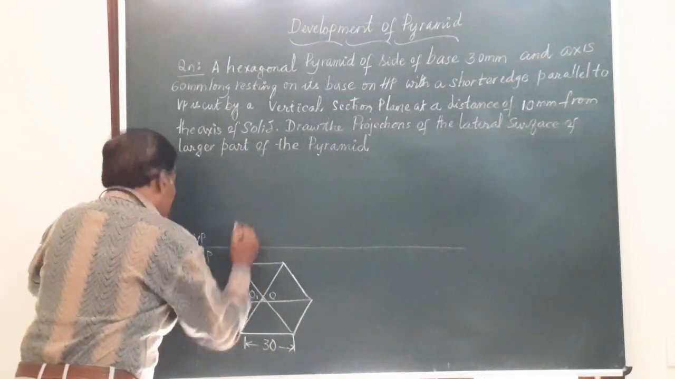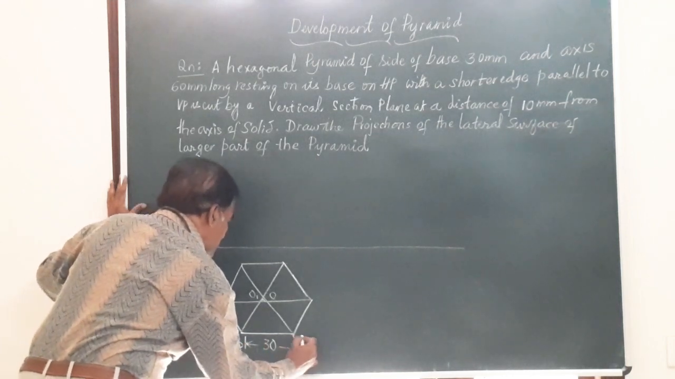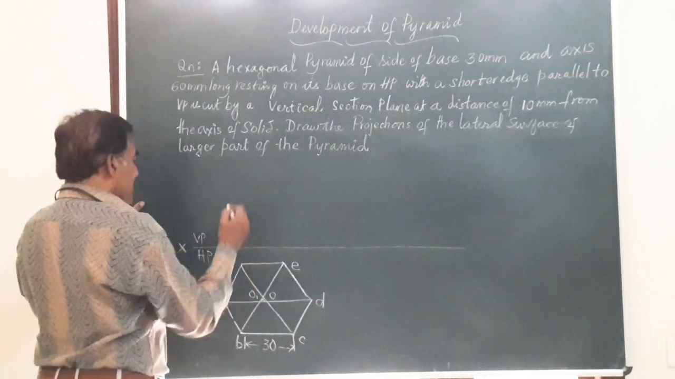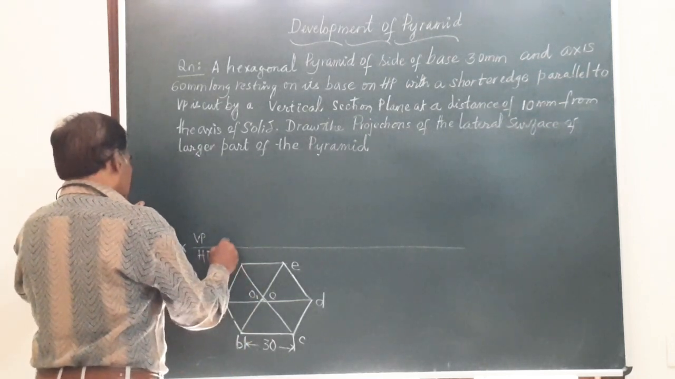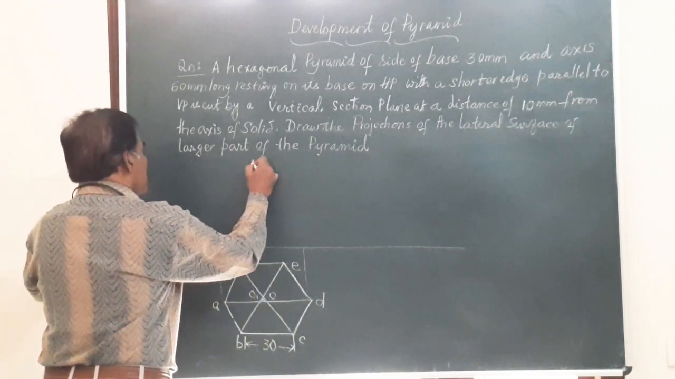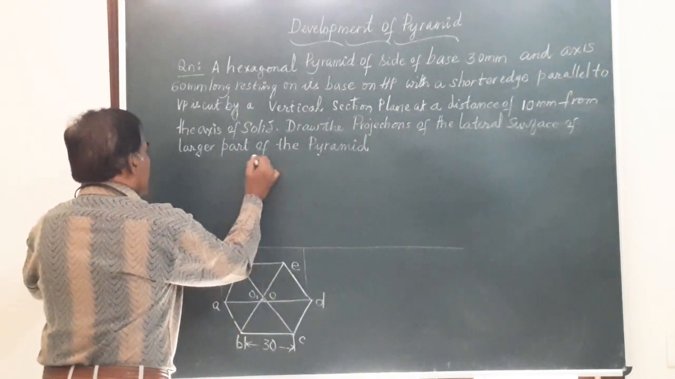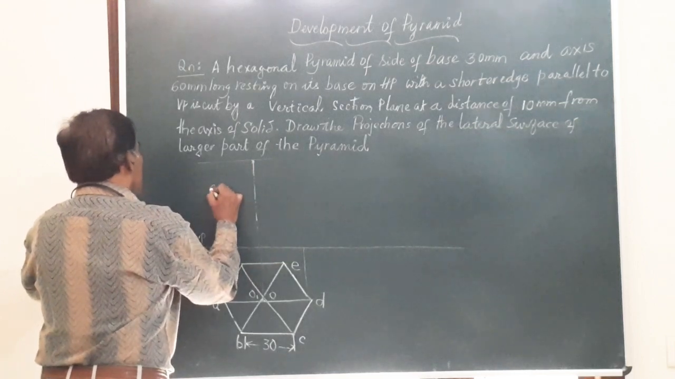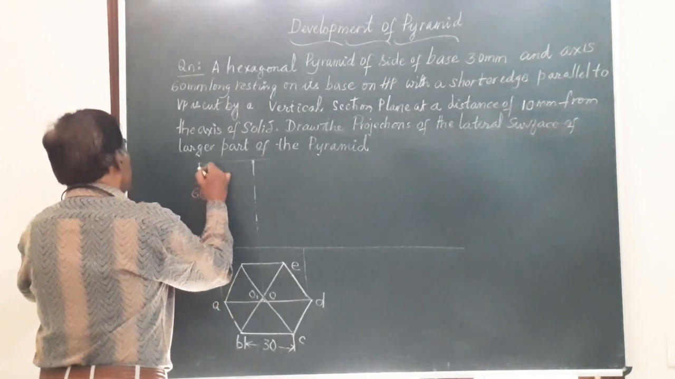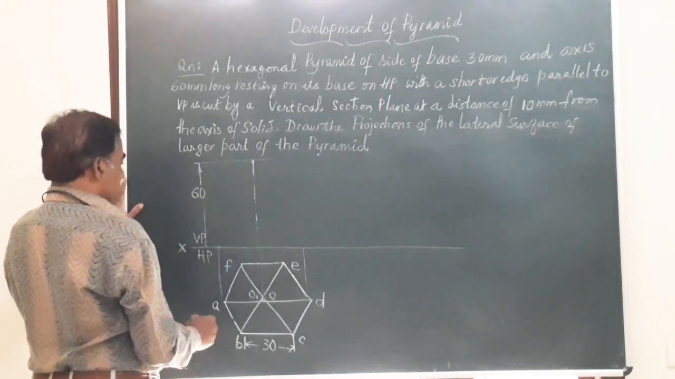Before I get the front view, let me mark these corners as A, B, C, D, E and F. So in the front view, let us project all these lines from the corners and get the corresponding front view. Before that, let me mark the axis of the solid through the center here. The height of the solid is given to be 60 mm, hence I mark 60 mm here to represent the height of the solid or the length of the axis of the solid. And here we have these points.